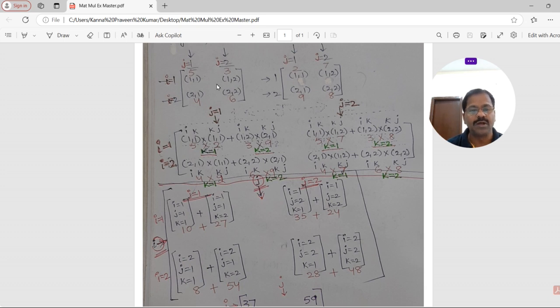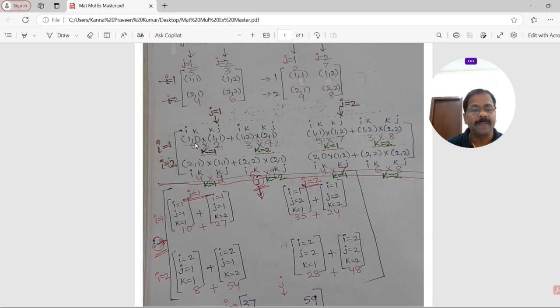5 into 2, that means coordinate point 1,1 with coordinate point 1,1. After that, 3 into 9. Where is the 3? First row, second column, coordinate point 1,2. The 9 is in the second row and first column. So here I have taken the coordinate points for 3 into 9.